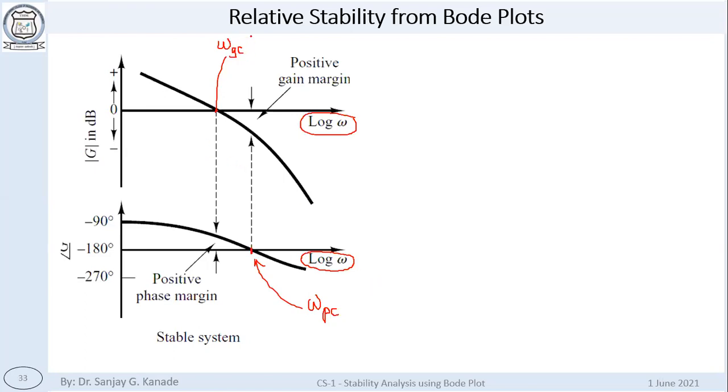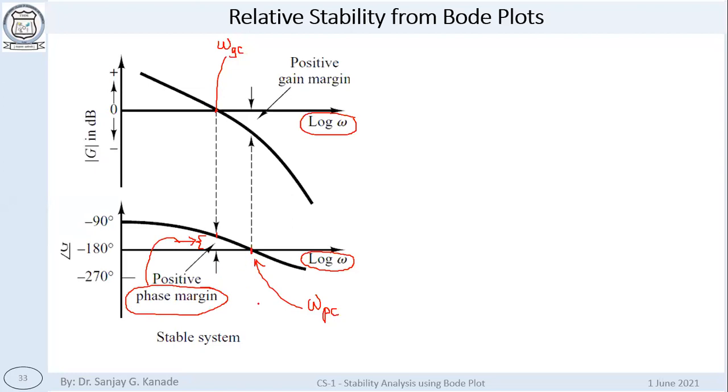Now, how to do that? Take omega GC. First mark omega GC, meaning the gain crossover frequency, here, and then draw a straight vertical line, normally dotted, just to indicate what is the phase at that particular frequency. See, this is omega GC. At omega GC, what is the phase angle? Find out the value of the phase angle. This is nothing but phase margin.